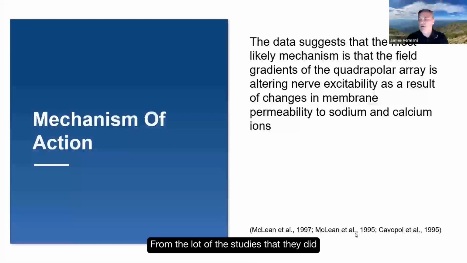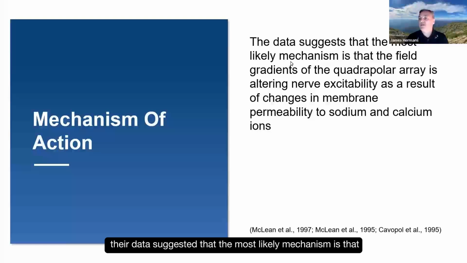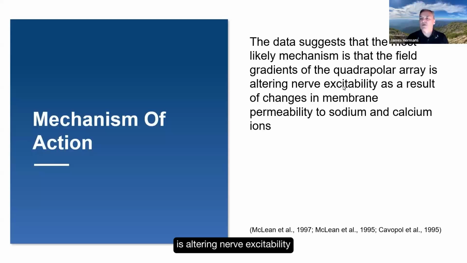And from a lot of the studies that they did, a range of different cell studies, their data suggested that the most likely mechanism is that the field gradients of the quadrupolar array is altering nerve excitability as a result of changes in membrane permeability to sodium and calcium ions.